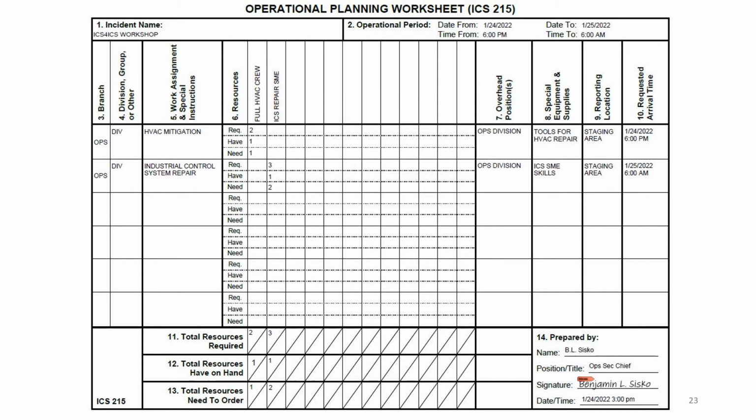Let me just very quickly demonstrate. So, Operations Section Chief decides that they will need 1 HVAC mitigation team. They need 2 in total. They currently have 1 working on the scene, so they require 1 more. And same goes for industrial control system repair team.